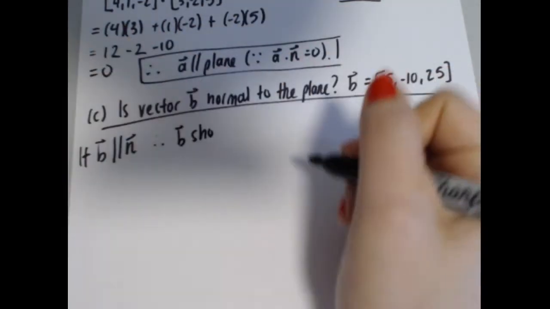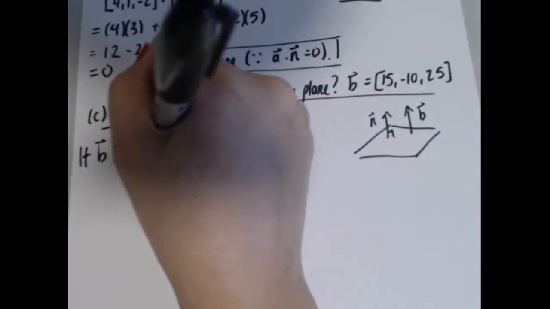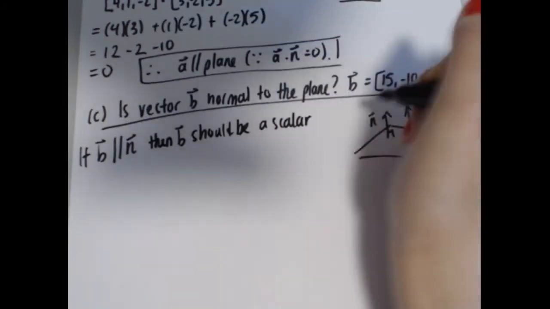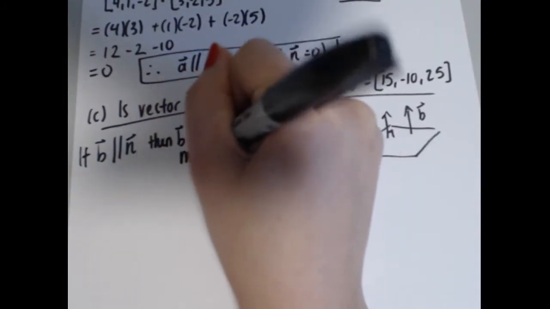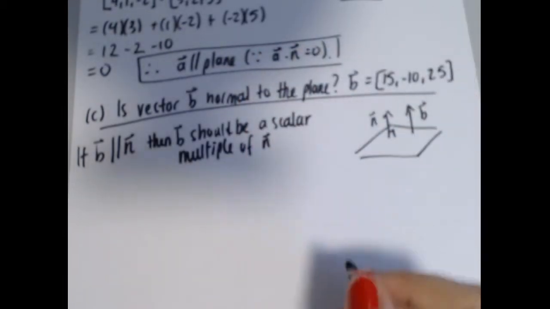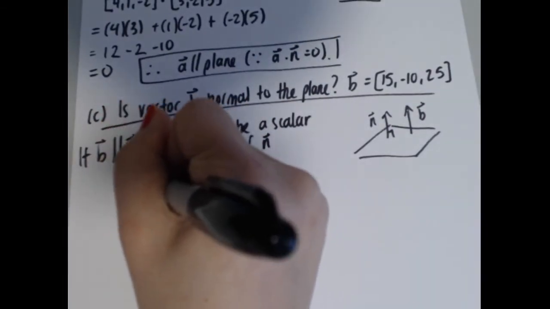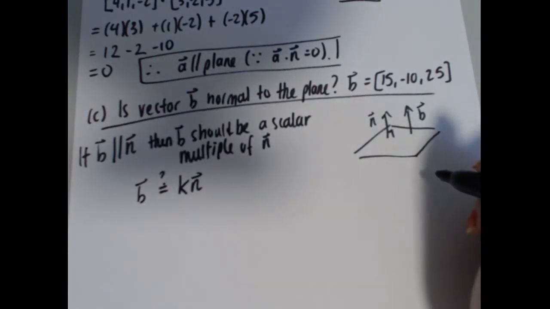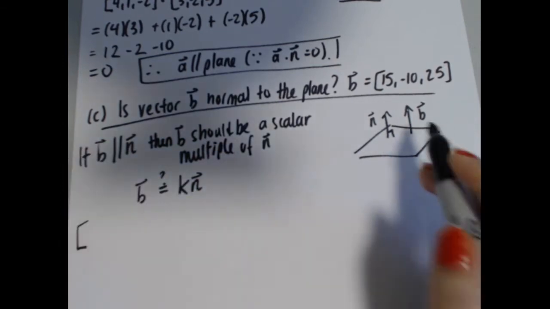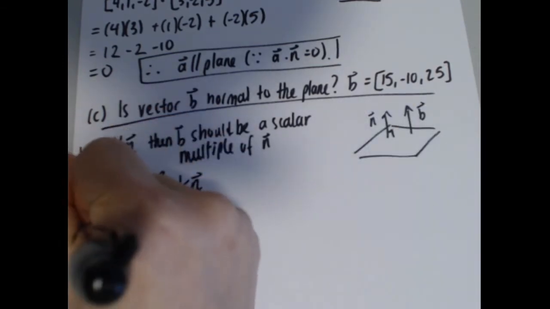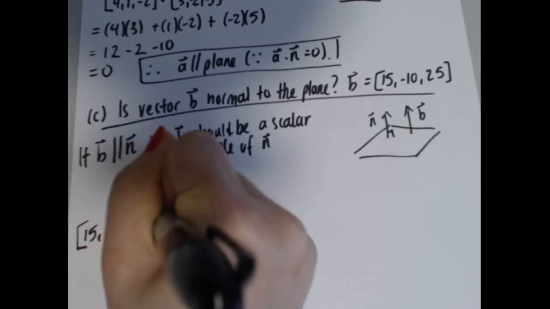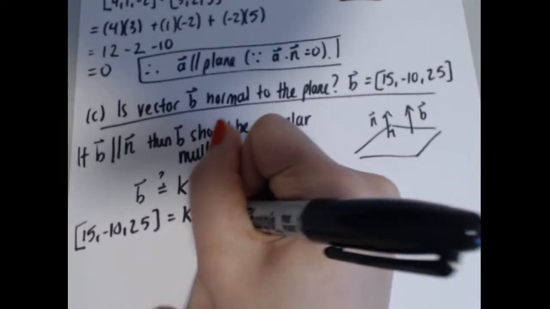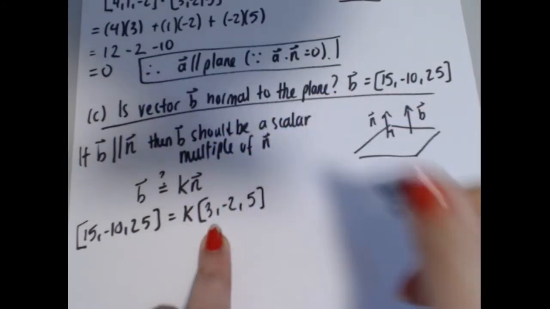So I should say if B is parallel to N, then B should be a scalar multiple of N. In other words, there should be some K value where B is equal to K times N. And we're trying to see if that's the case. Okay, so B is right there, 15, -10, 25. We're going to set that equal to K times N. So N is that same N value. It's 3, -2, 5.